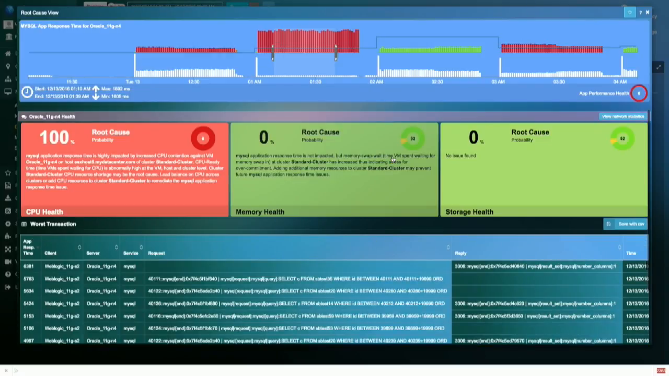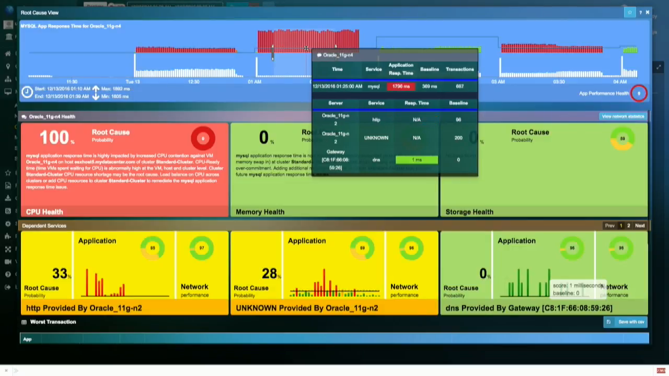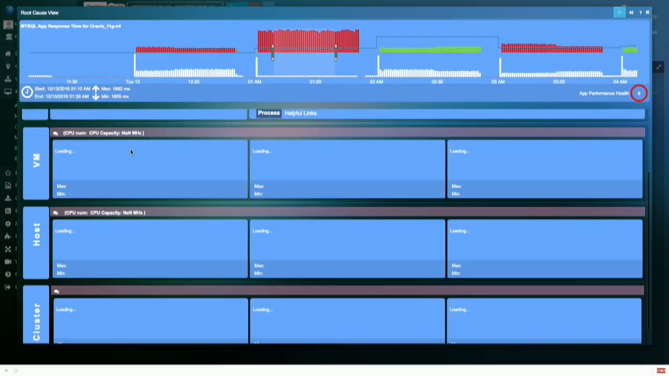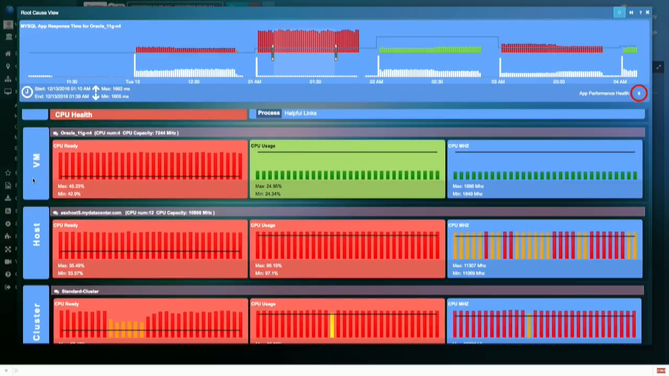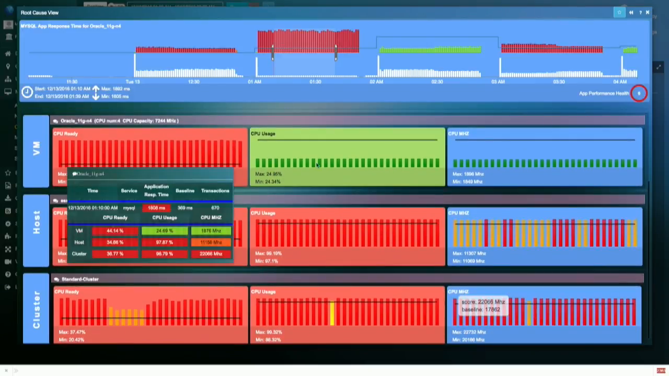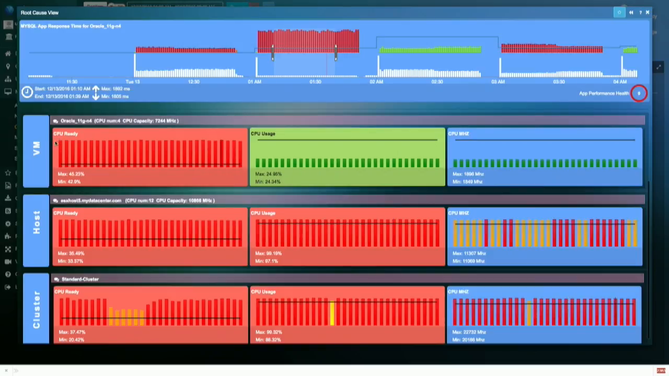So on this root cause view, you know your application performance degraded. And in this case, as you expected, the primary reason is CPU health. We can click into the CPU health to look into the detailed picture. We lay out the CPU information, including CPU ready time, CPU usage, CPU macros across all 3 levels. The first level is the virtual VM level. Then it's the physical host level and cluster level.